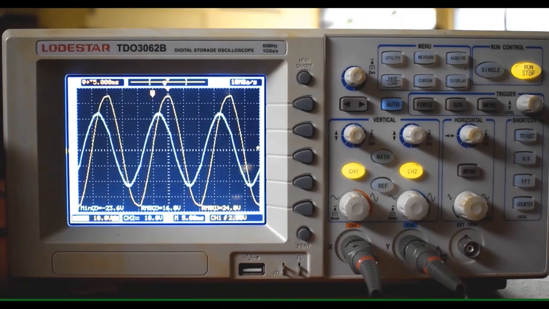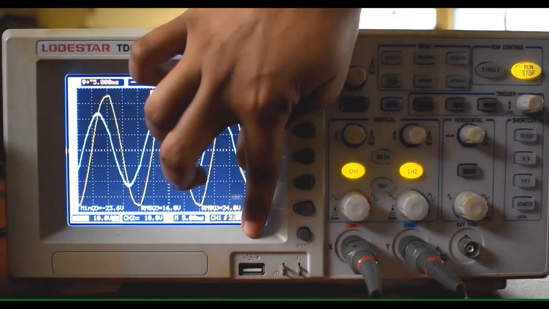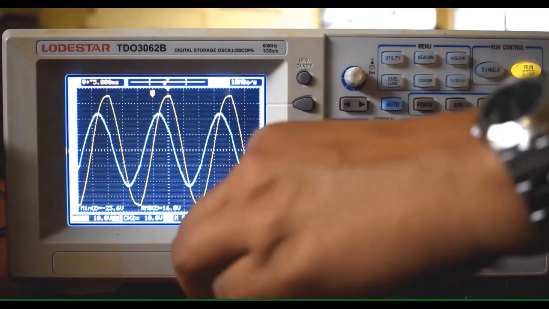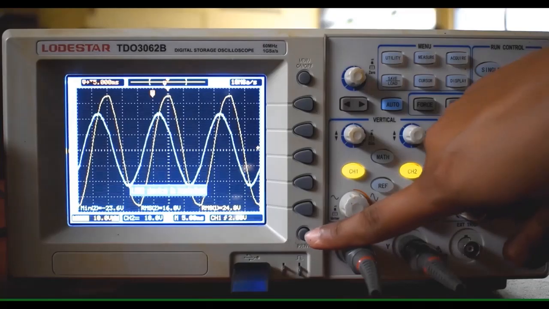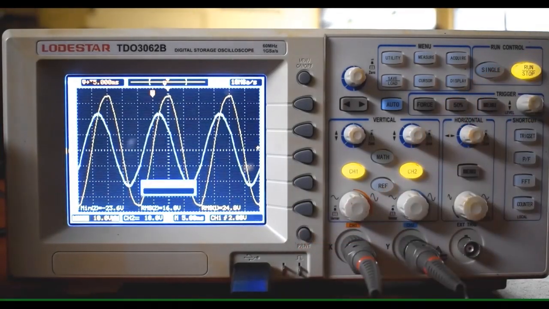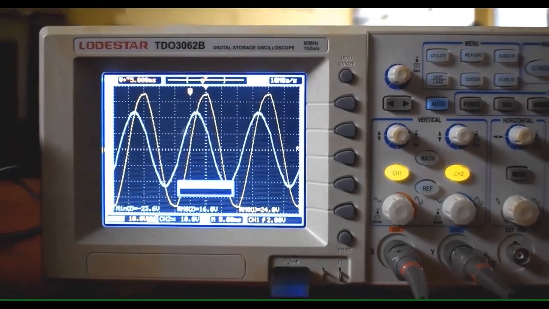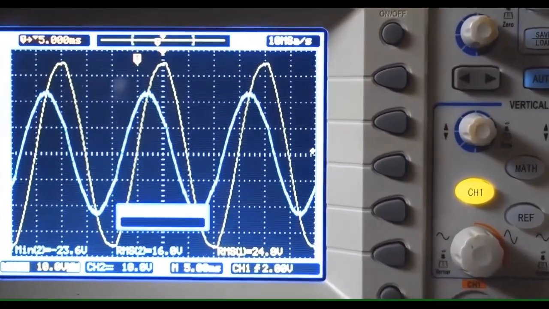Let's see how to take a screenshot of the waveforms. Here is the USB port of the oscilloscope. Connect your USB drive. Press the print button. You can see the screenshot is saving. Once it is finished, you can remove the USB drive.